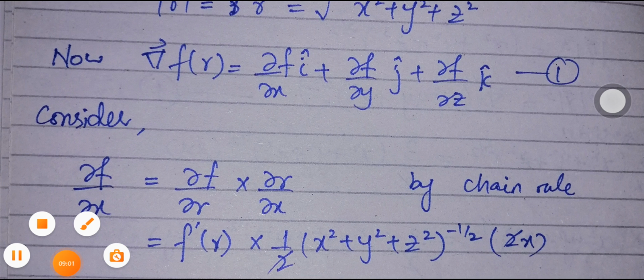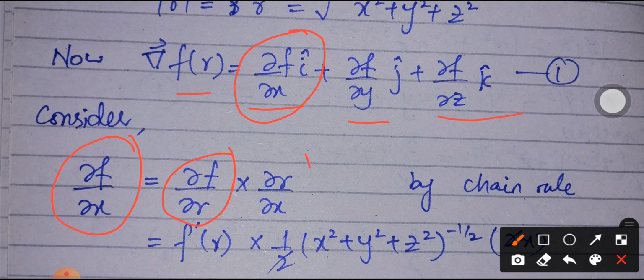It is going to be ∂f/∂x i cap plus ∂f/∂y j cap plus ∂f/∂z k cap. Now clearly when I am going to deal with ∂f/∂x, f is depending on r, so I am able to apply the chain rule over here, that is ∂f/∂r into ∂r/∂x.